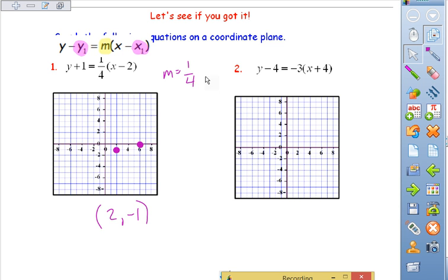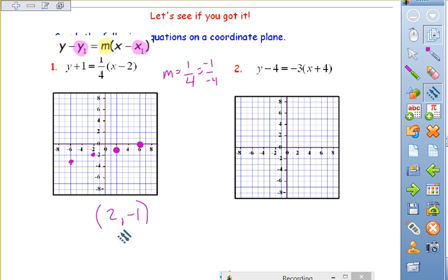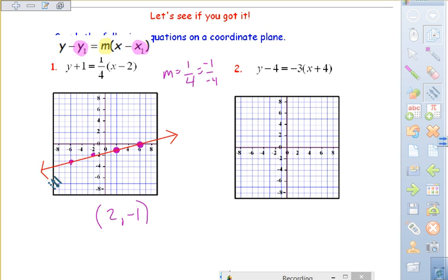Now I can't go forward anymore, so I have to use my other slope, which is equivalent to -1 over -4. So that means I would go down 1, backwards 4. And then again, remember to connect your dots and draw your arrowheads. Try number 2 on your own. Please pause the video while the students work.